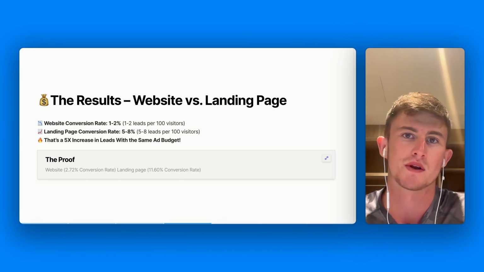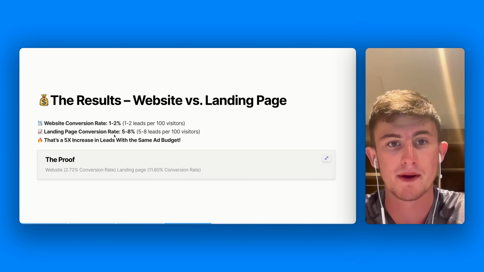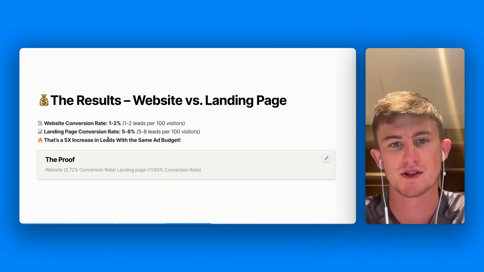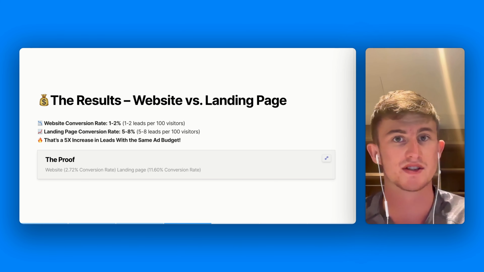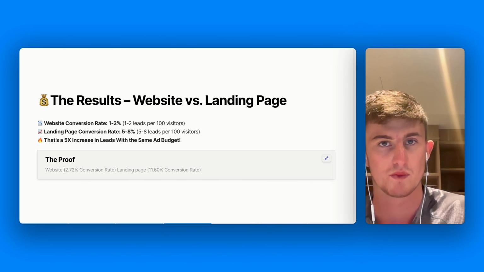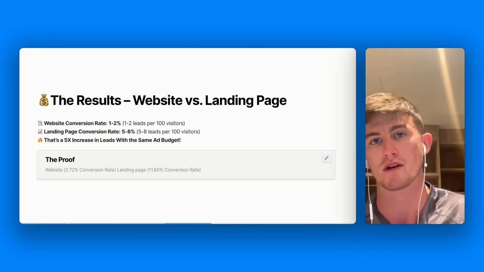So traditionally, a website conversion rate is between 1 and 2%. So for every 100 visitors, you get about 1 to 2 leads. What we've seen for the majority of our landing pages is we can get about 5 to 8%. So that means you're getting 5x the leads with the same budget, which obviously, again, has a ripple effect throughout the whole business. Your cost to acquire a patient goes down and your profitability goes up.